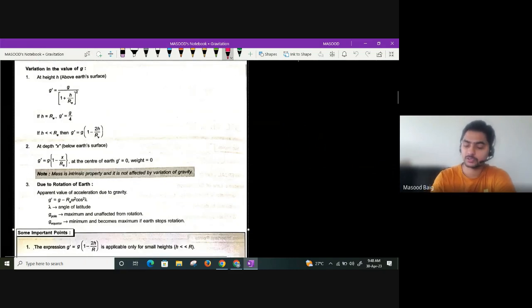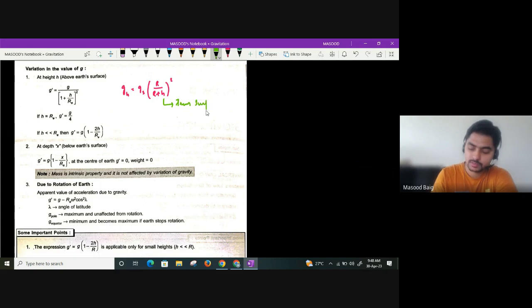Then we have variation in acceleration due to gravity, a very important case. When we talk about variation in acceleration due to gravity, g at a certain height above the surface of the earth will be given as g at surface into R divided by R plus h whole square, where h is the distance from the surface of the earth. Or I can also write g at a certain height as g at surface into capital R square divided by small r square. What is this small r? It is the distance from the center, guys. So from the center, g at a certain height will be inversely proportional to r square.